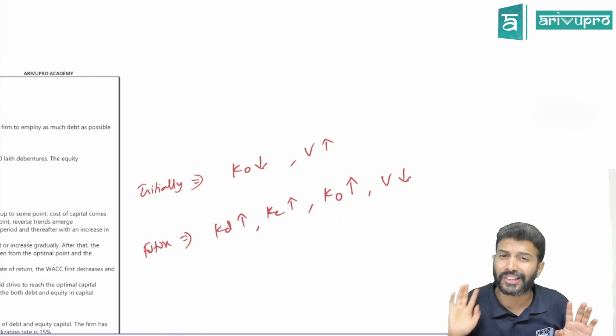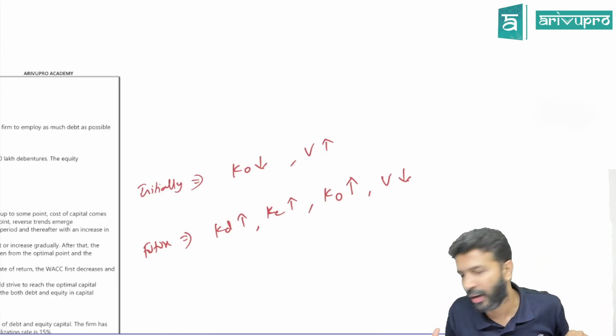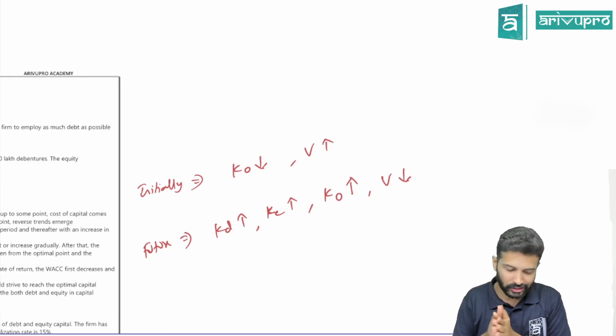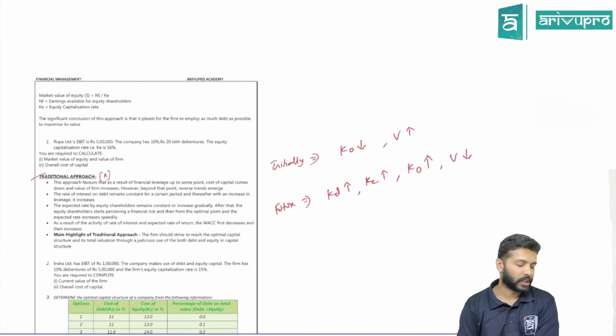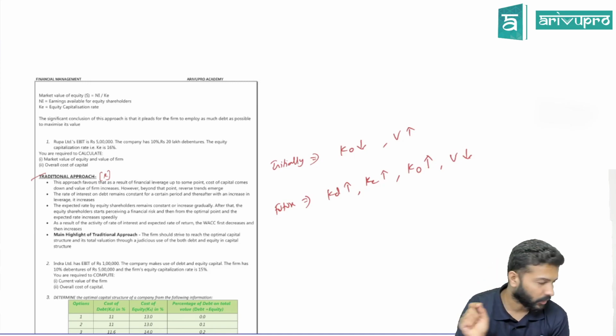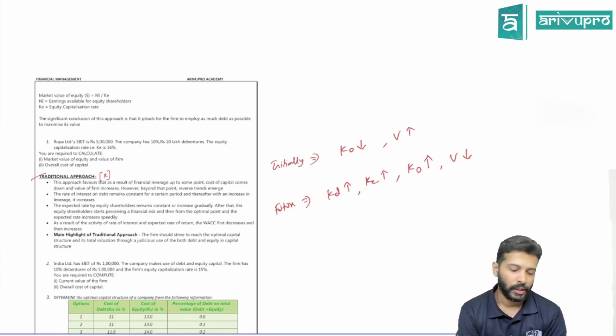Basically, they are saying use debt, but cautiously, not left, right, center. Use debt judiciously. That's what is the argument put forth by the traditional approach. Use debt judiciously because of these two reasons. I've written the same thing in words in the chart book as well. Any doubts, or okay now?